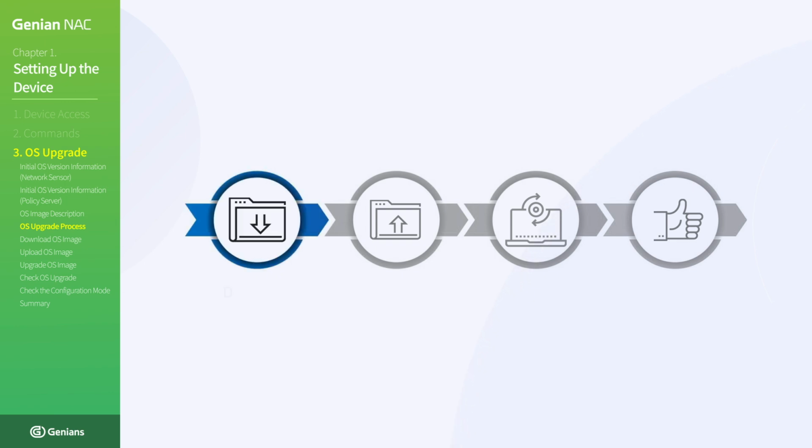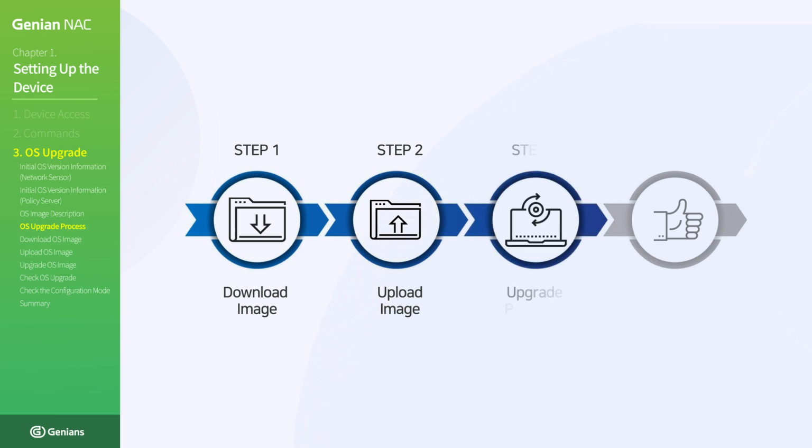Upgrade steps. Download the upgrade image. The first step is to download the target upgrade image file. Upload the image to the device. Once the image file has been downloaded successfully, upload it to the target device. Execute the upgrade command. After the upload is complete, execute the upgrade command to perform the upgrade. The device will reboot automatically during this process. Verify the upgrade. After the reboot, log into the device and verify whether the upgrade has been successfully applied.